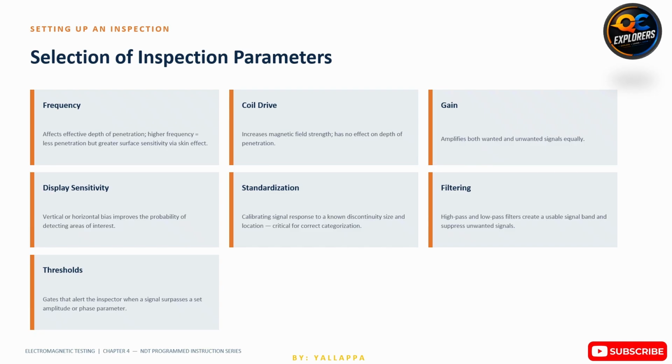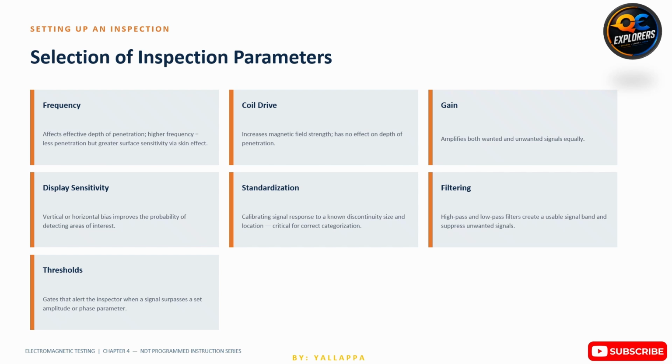Another critical step is standardization, often referred to as calibration. Before any inspection begins, the instrument must be standardized using a reference standard containing known discontinuities. This ensures that signal amplitude and phase correspond to defects of known size and location. Without proper standardization, inspection results cannot be considered reliable or repeatable.